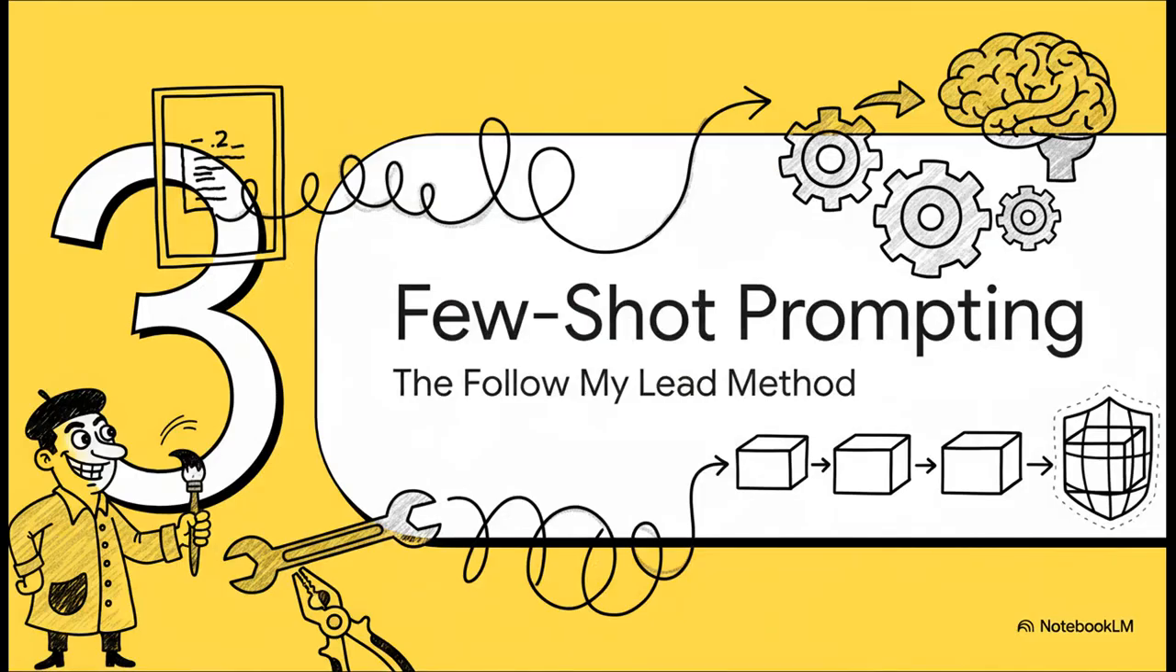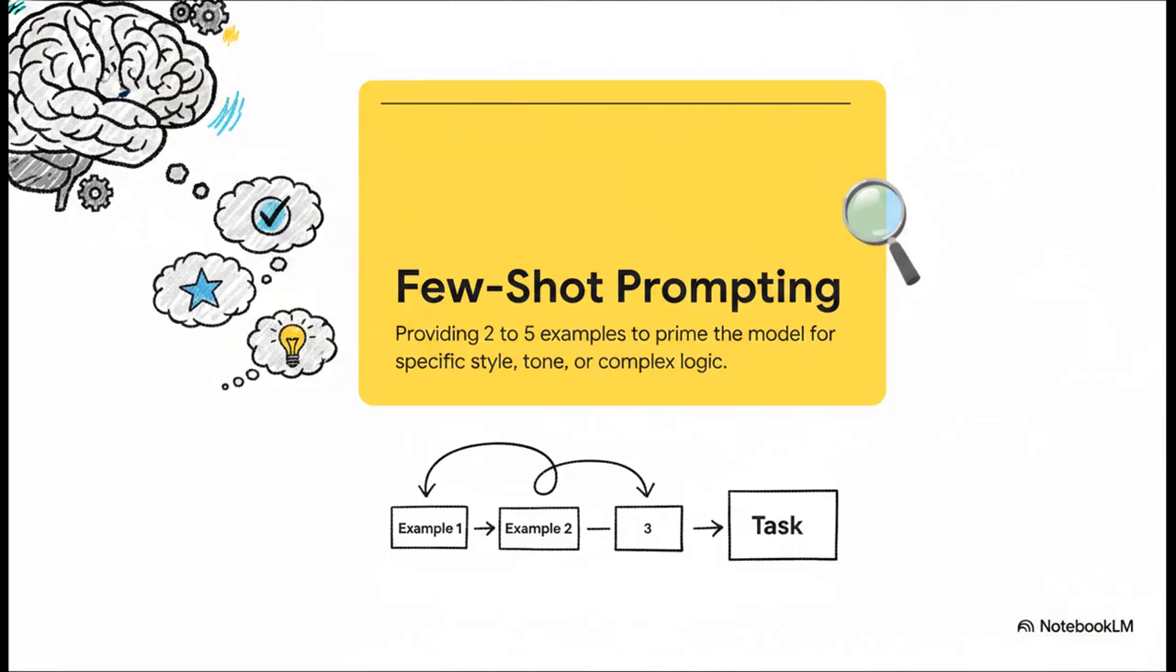Section 3. Fixing errors with few-shot. So how do we rein in that overly creative intern and actually permanently fix these formatting errors? We use the follow my lead method. This is known as few-shot prompting. Few-shot simply means providing a handful of perfect examples inside your prompt to prime the model before it does the real work. If you're trying to enforce a very specific style, match your brand's tone, or execute complex logic, let me tell you, this is the absolute gold standard.